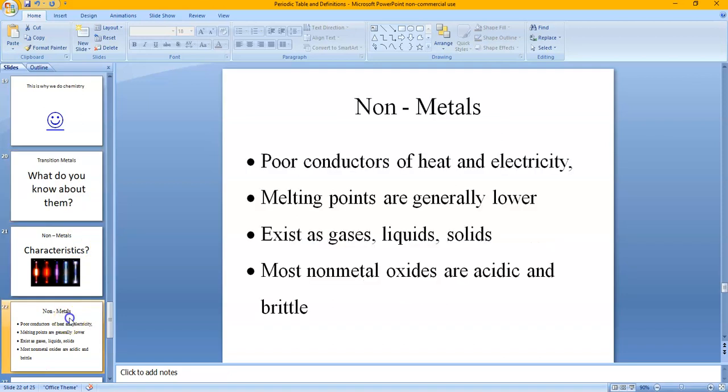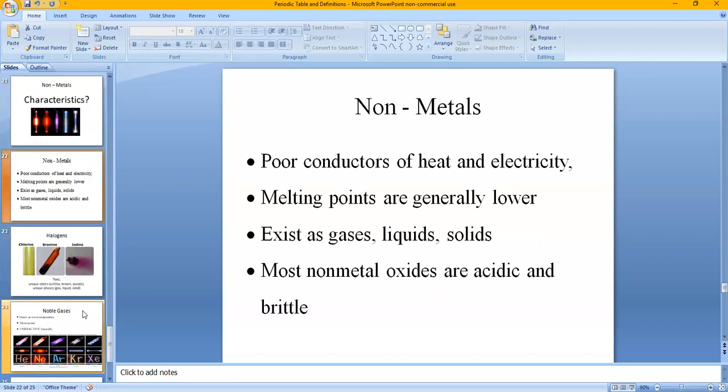Nonmetals are also very important. So nonmetals are the elements on the right side of the periodic table, of that staircase we talked about. And they are poor conductors, with low melting points. They can exist as all of the phases, and they actually make acids instead of bases. They are also very brittle.